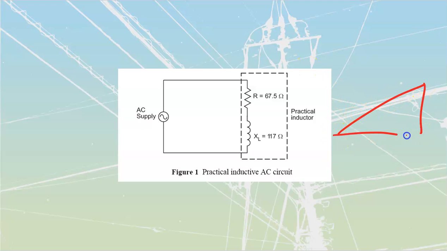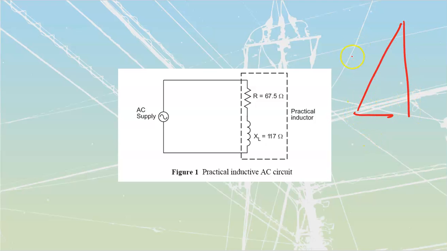Z. 135, well, let me draw that triangle because it's actually taller than it is wide. This is 135. This is 67.5. This is 117 over here.